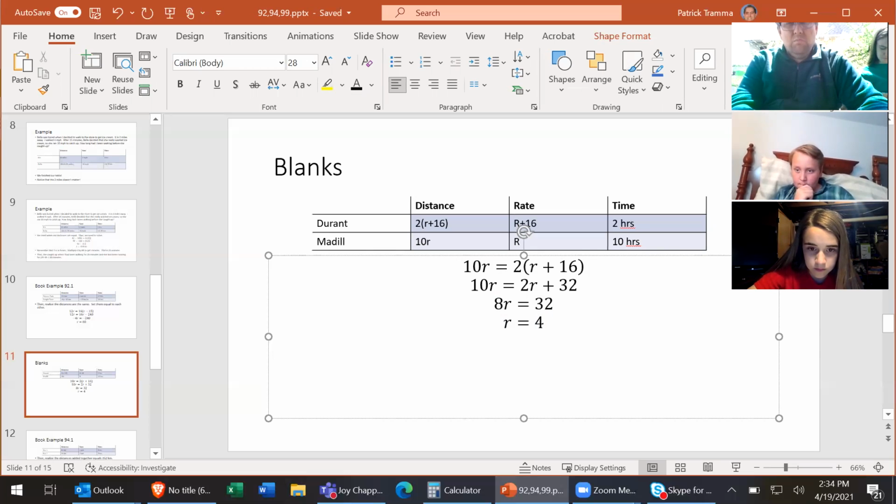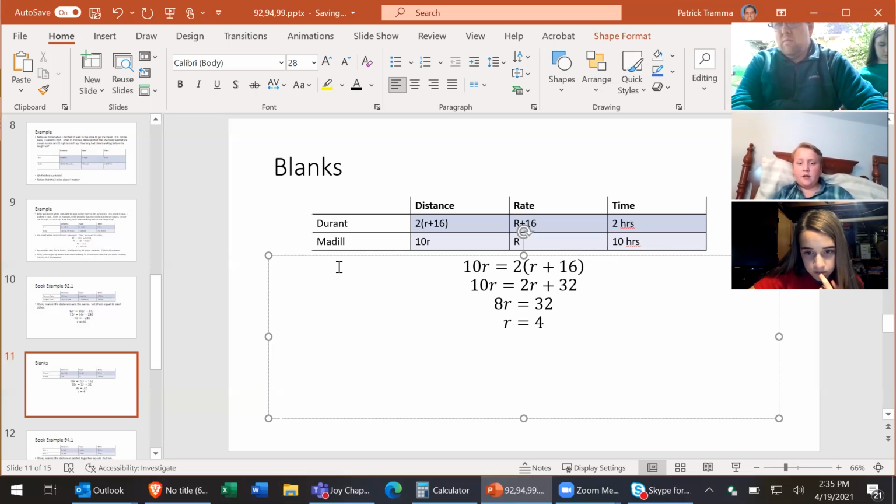Well, what's the distance box for Maddill? 10R. Right. So do we know R? Oh, yes, we do know R. It's 4. Right. So what do we get then for distance? 40. Very good.